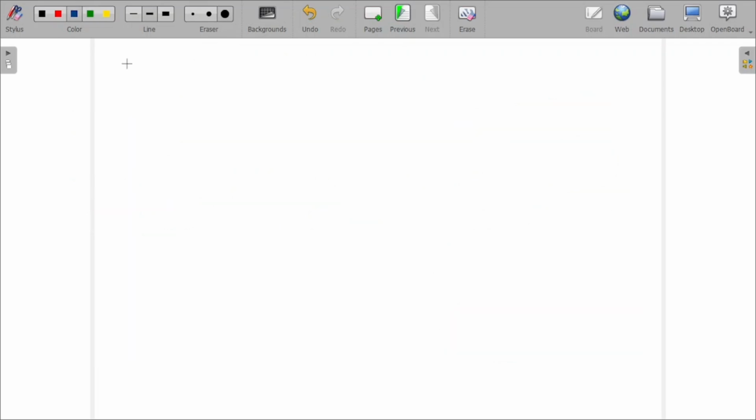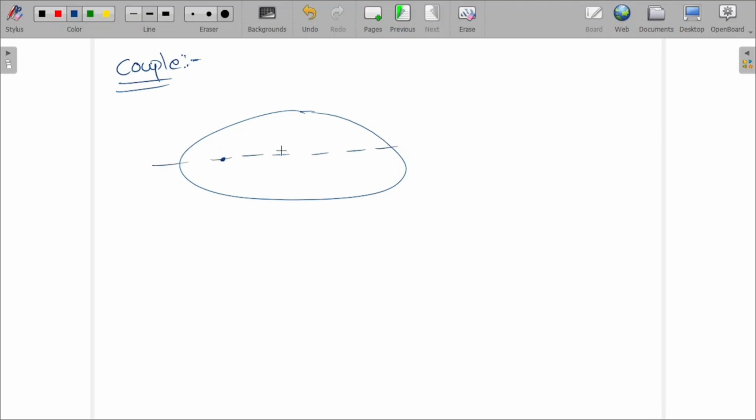Okay, next, moment of a couple. So couple, or moment of a couple. Couple means not only boy and girl. Okay, so moment of a couple means two forces. So what are the two forces? Let's consider one object, rigid bodies. All will be considered as rigid bodies only. Okay, from this particular point, let's consider.